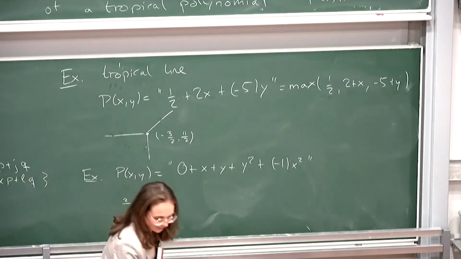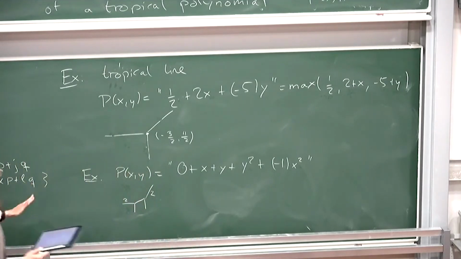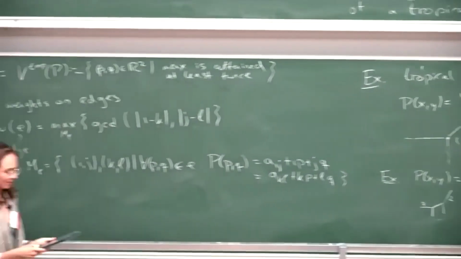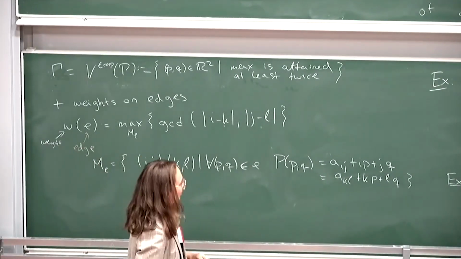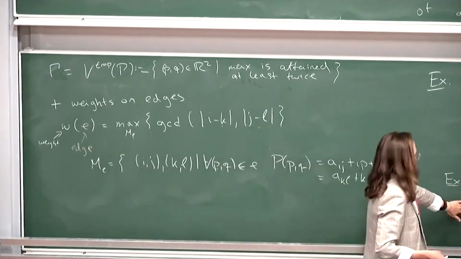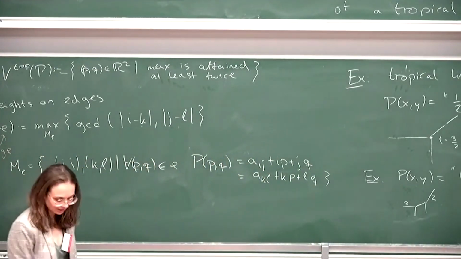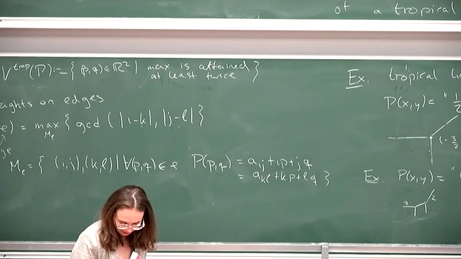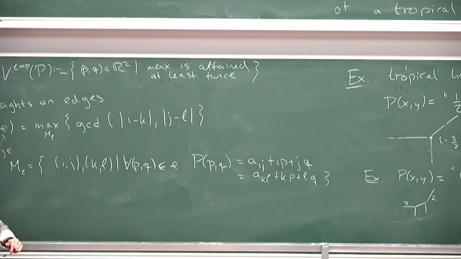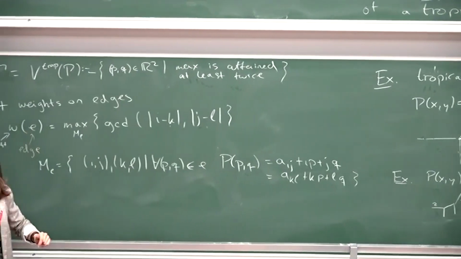But I'll give you a different definition of the weights later. I just wanted to say these are weighted graphs, and I wanted to find a simple example. So this is like the simplest I could come up with. Right. So these are tropical curves. Are there any questions until here?